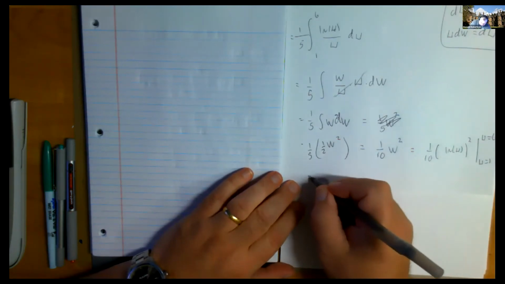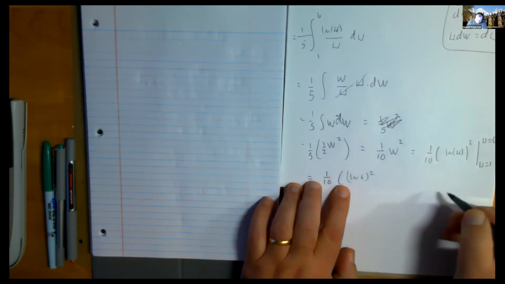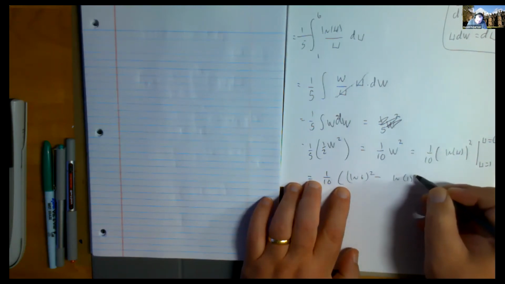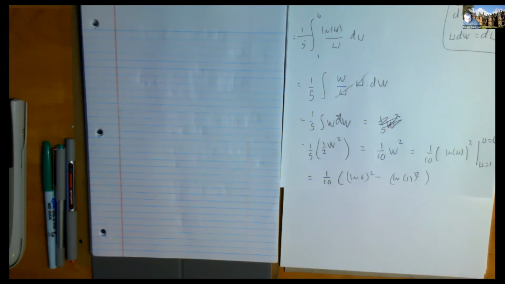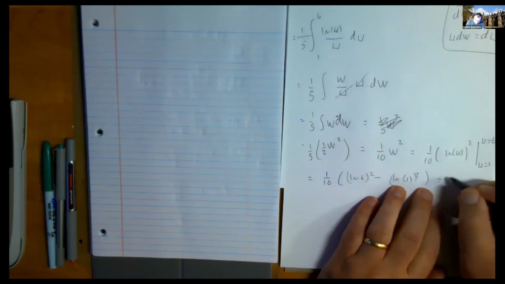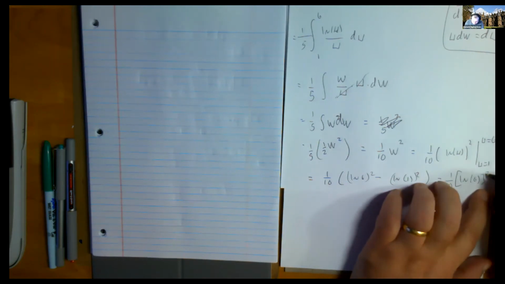So the average value of this function is 1/10. Plug in 6, you get the natural log of 6 squared. Take away, plug in 1, you get the natural log of 1 squared. Okay, let's see if we can make this a little prettier. What number is the natural log of 1? Zero. Right, so that whole thing disappears, and you are left with 1/10, the natural log of 6 squared. Not very pretty, but that is the answer.